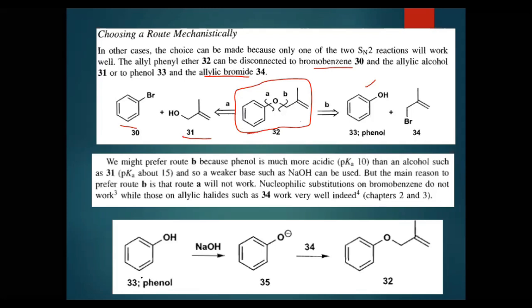Coming to the synthesis part, take the path B synthetic equivalents, these two. First take the phenol, then use the base NaOH. You will get the phenoxide ion, followed by 34, which you need to introduce in the second step. Then the oxyanion will attack the carbon which is carrying the leaving group. The result is the formation of allyl phenyl ether. So this is the allyl phenyl ether.